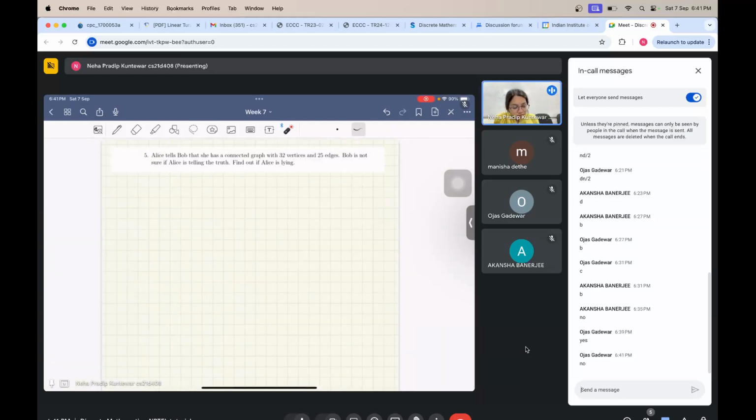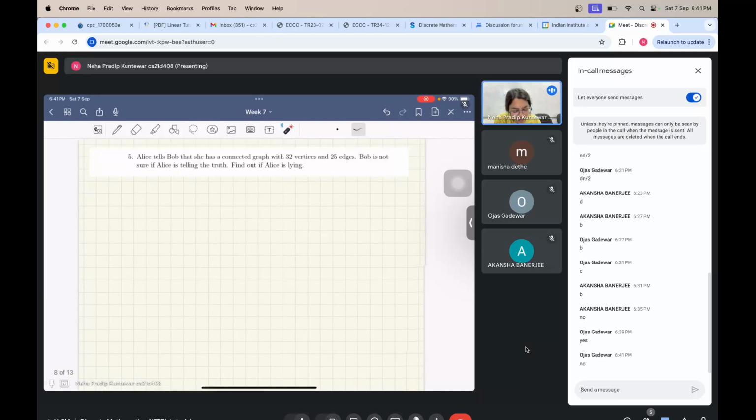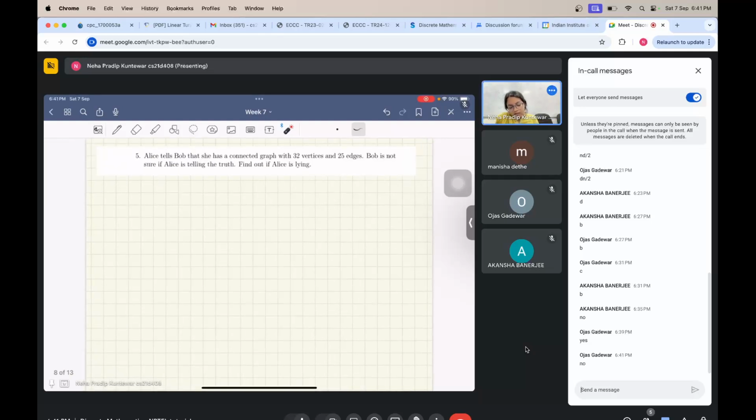Okay. So, we'll move on to the next question. Alice and Bob are friends, and Alice is telling Bob that she has a graph with 32 vertices and 25 edges. But Bob is not sure. Alice is not showing the graph to Bob. She's just saying that she has a graph with these many vertices and these many edges. So Bob is not sure. So what do you think Bob can find out if Alice is telling the truth or whether she is lying?